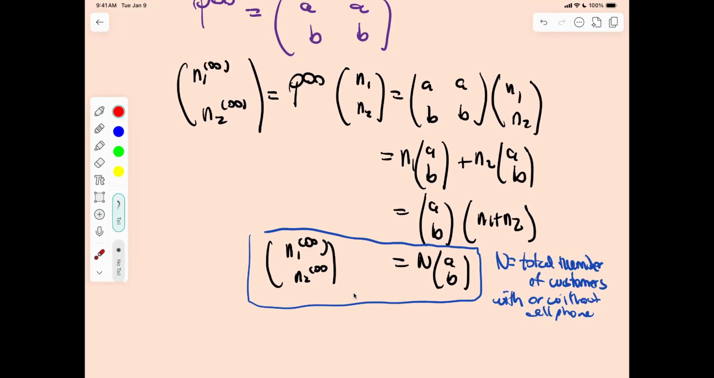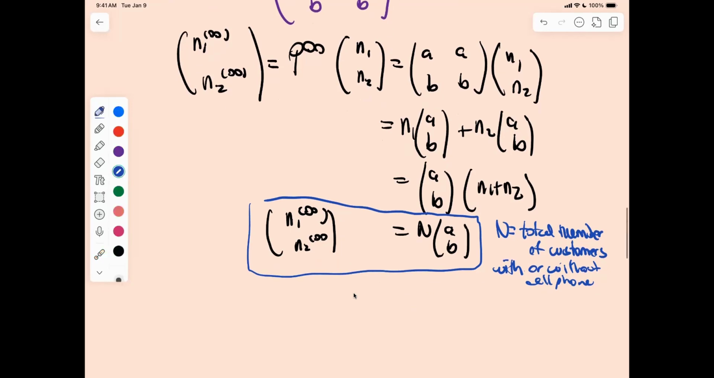So that means that at infinity, the long-term sizes of how many people have a cell phone or don't have a cell phone are independent of the initial populations.